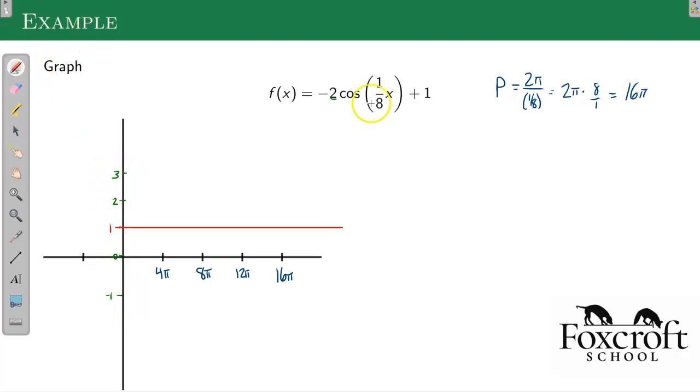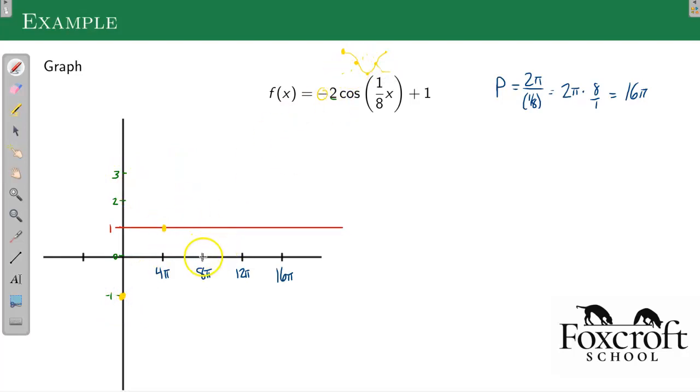I think about my shape of cosine. Cosine starts above the midline, then it's in the middle, then it's low, then it's middle, then it's high. So that's my normal cosine shape. So normally cosine would start up here, but this negative, remember it flips it. So now I'm looking at that shape. I'm going to start at the lowest value. Then I'm on the midline.